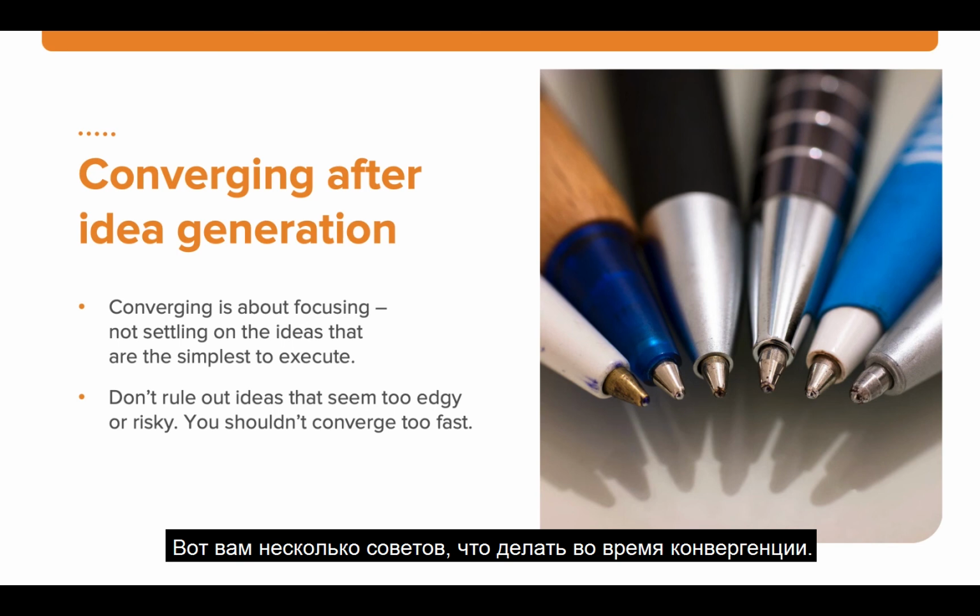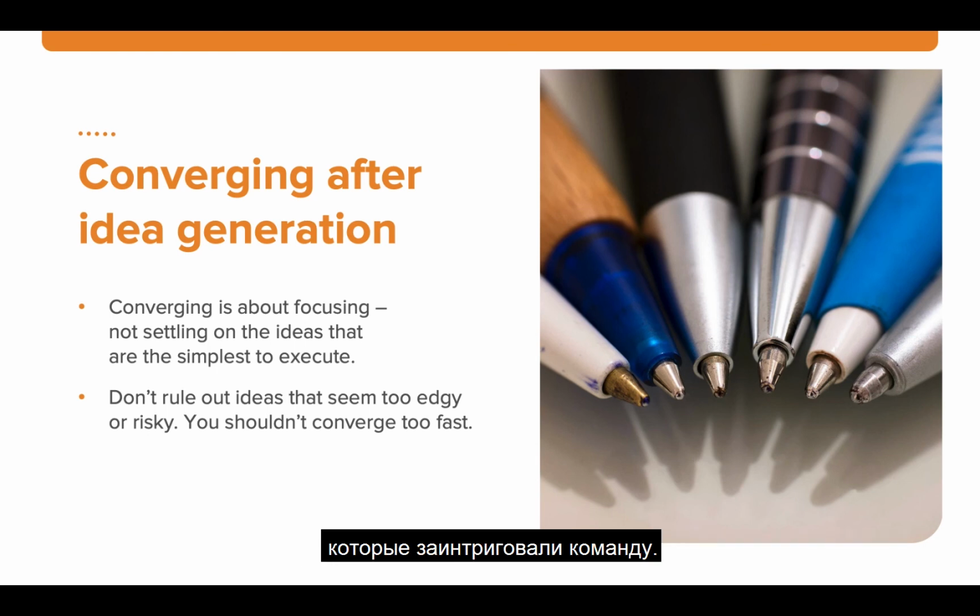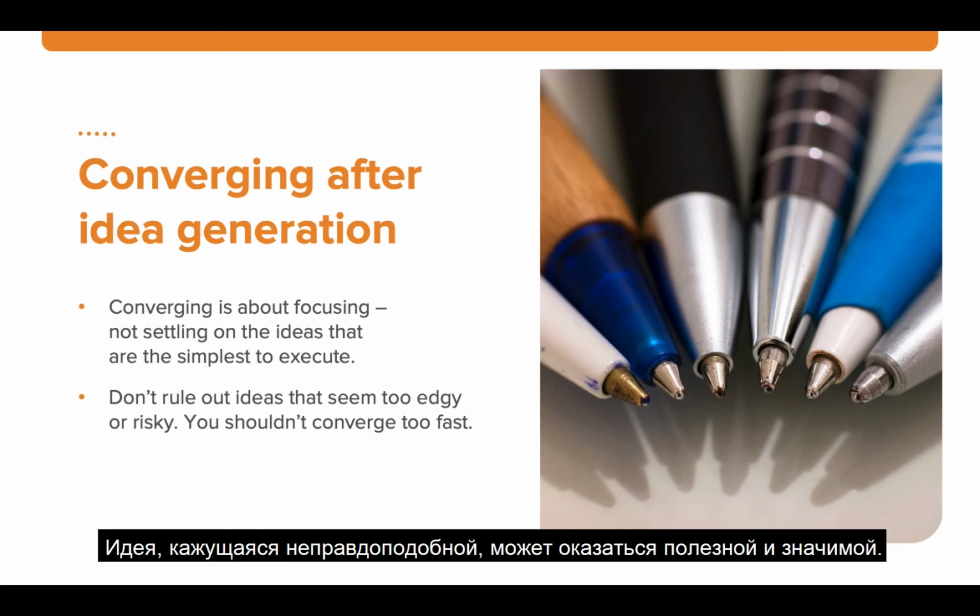So, a couple of tips when converging. Don't rule out ideas that seem too edgy or risky. In the selection process, don't narrow too fast. Don't immediately worry about feasibility. And hang on to the ideas about which the group is excited, amused, or intrigued. An idea that is not plausible may still have an aspect within it that is very useful and meaningful. Let's look at some examples of different selection techniques that can be used for convergence.